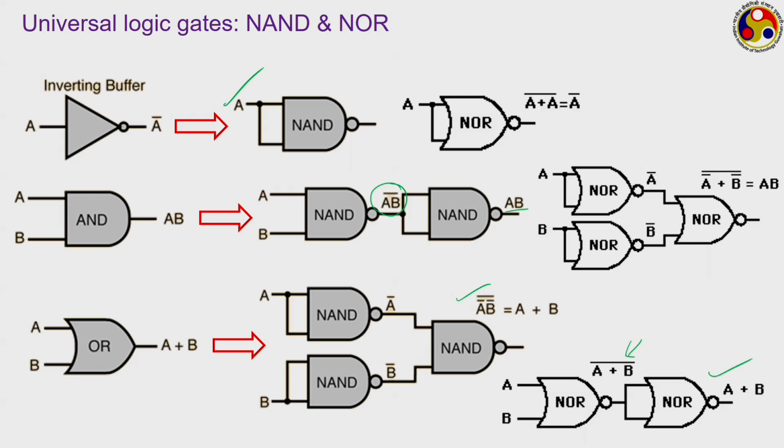That is why NAND and NOR are often called universal logic gates, because using any one of them we can have all other operations. I am not showing XOR or XNOR operations, but you can think about how we can achieve that the same way, combining a few NAND gates or a few NOR gates.